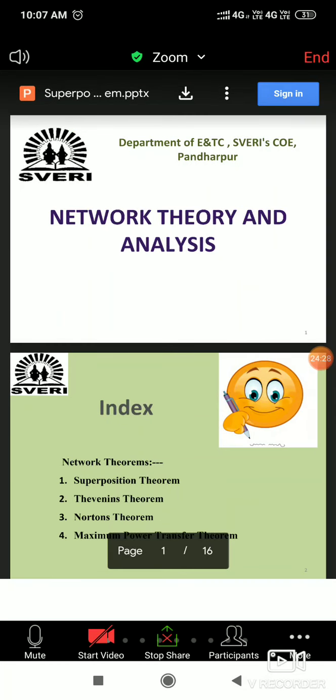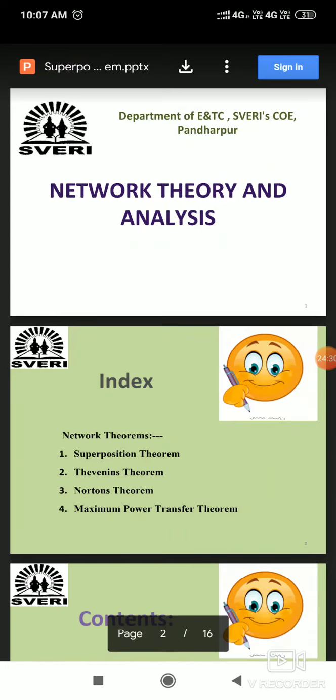First 2 bits we have completed. That will be the types of network elements and types of sources. Now the next bit in unit number 1 will be the network theorems. So what are the theorems we are going to learn, that I have given in the index. First will be the superposition theorem, second will be Thevenin's theorem, third will be Norton's theorem, and fourth will be the maximum power transfer theorem.